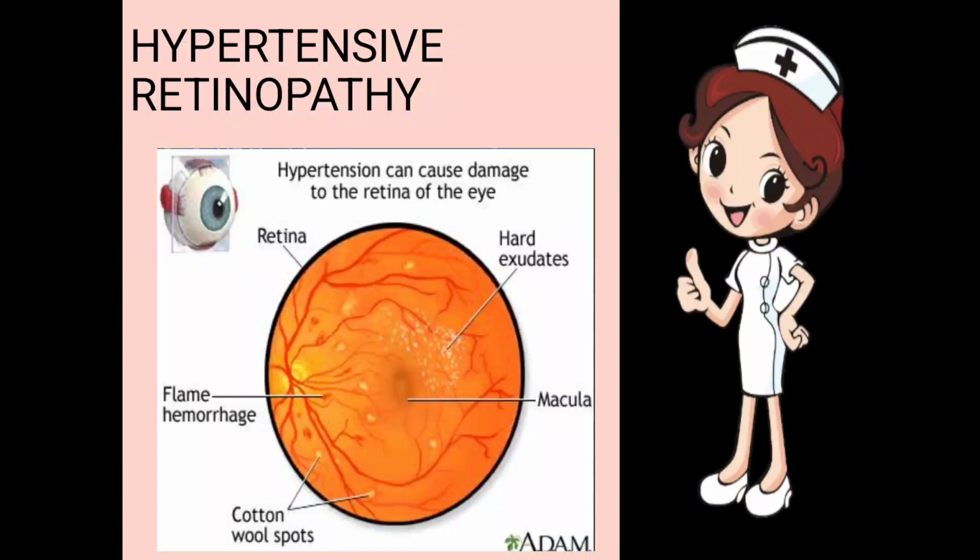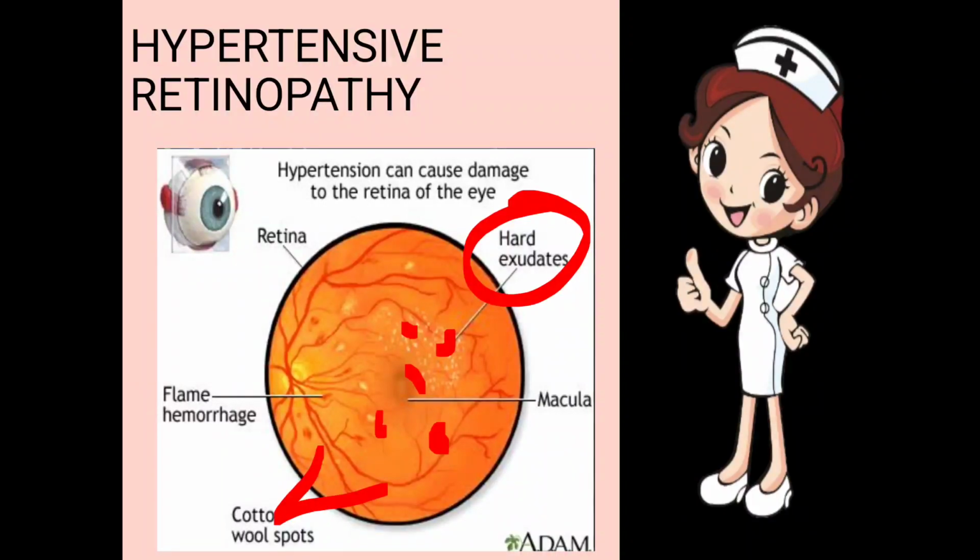Okay, let's see. Hard exudates are present. These whitish dots are the hard exudates which we can see in hypertensive retinopathy. Next one is the cotton wool spots. These are the cotton wool spots. These are bigger and the hard exudates are smaller.